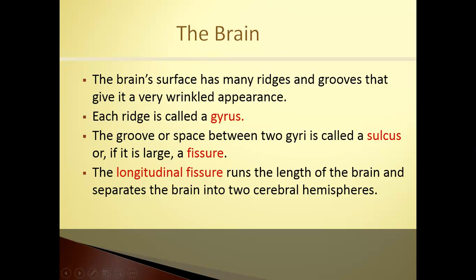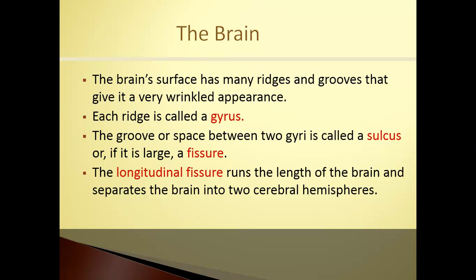I'm going to start with the central nervous system, and we'll learn a little bit about the structure of the brain and then the structure of the spinal cord. The brain surface has lots of ridges and grooves. It's not smooth. The ridges have a name. They're called a gyrus. An individual ridge is a gyrus.